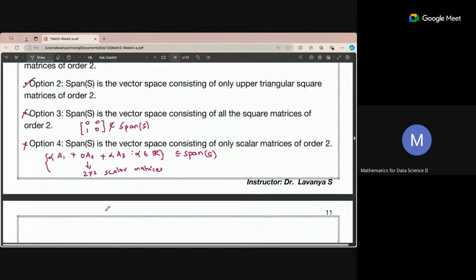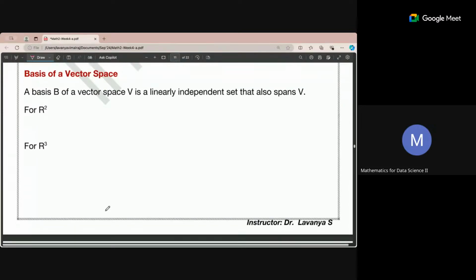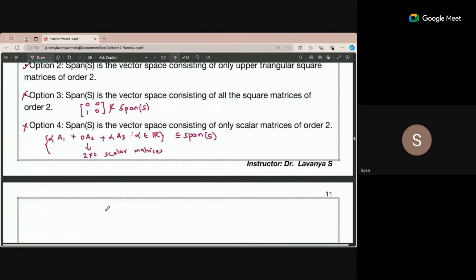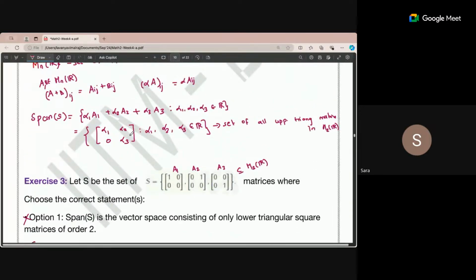Fine. The next topic here is basis of a vector space. Ma'am, sorry for the interruption. I did not understand how you made that matrix upper triangular. Alpha 1 times A1: the first entry is alpha 1, plus alpha 2 times A2, so this entry becomes alpha 2, and alpha 3 times A3, this is now alpha 3. Adding everything together gives alpha 1, alpha 2, alpha 3, and this is 0. That's all. Got it, thank you, ma'am.